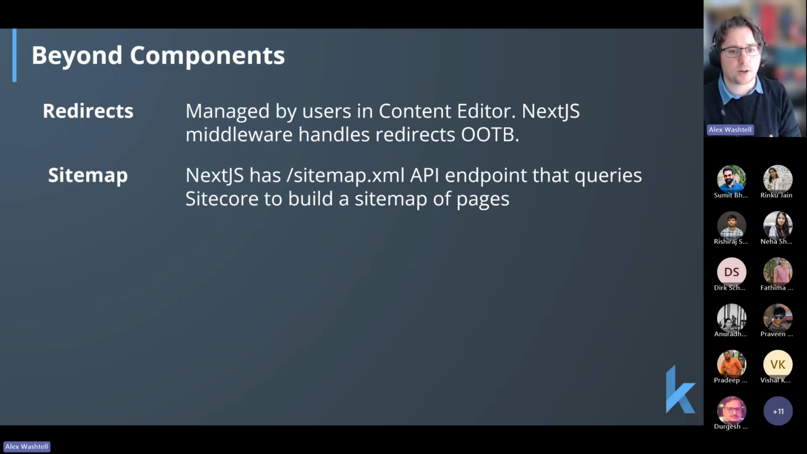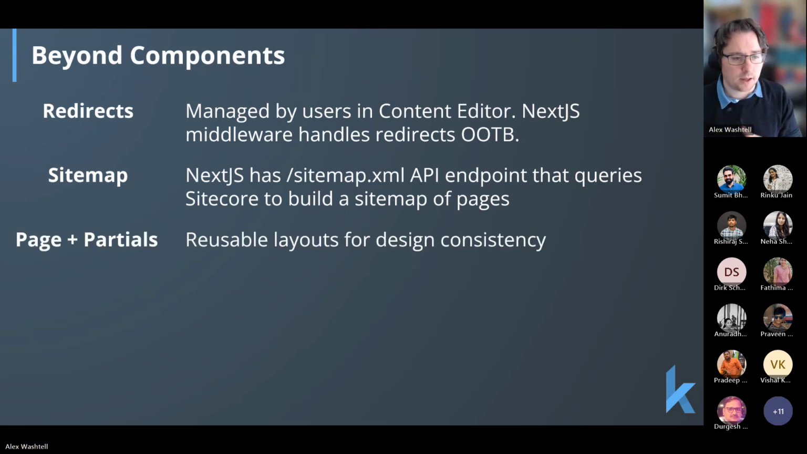Has built-in sitemap. So in Next.js, it provides an API endpoint under the sitemap XML URL. So when you hit that URL, it's actually calling an API endpoint that will query Sitecore to build up a sitemap of pages. Again, very common requirement.